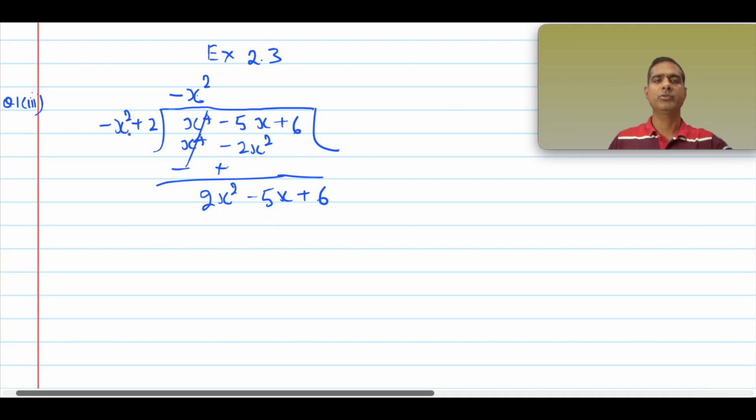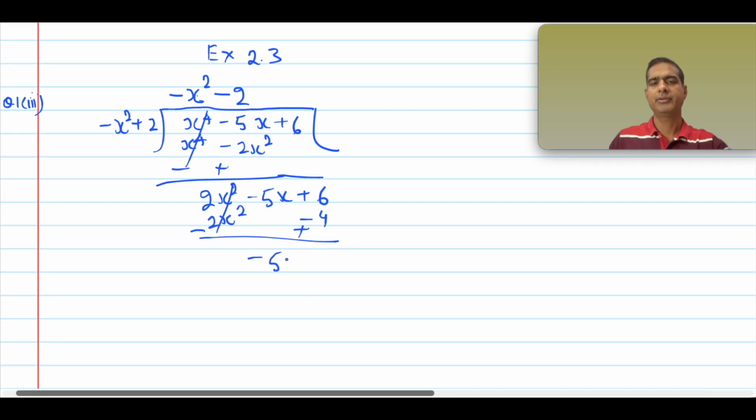Now negative x square is there in the divisor and we want 2x square. So I have to multiply by negative first of all to make it positive, and I need 2 and the degree is same. So I don't need to multiply by any variable. So it will be 2x square and negative 2 times 2 is negative 4. So I will write below the constant term and I will change the signs, so it will cancel out.